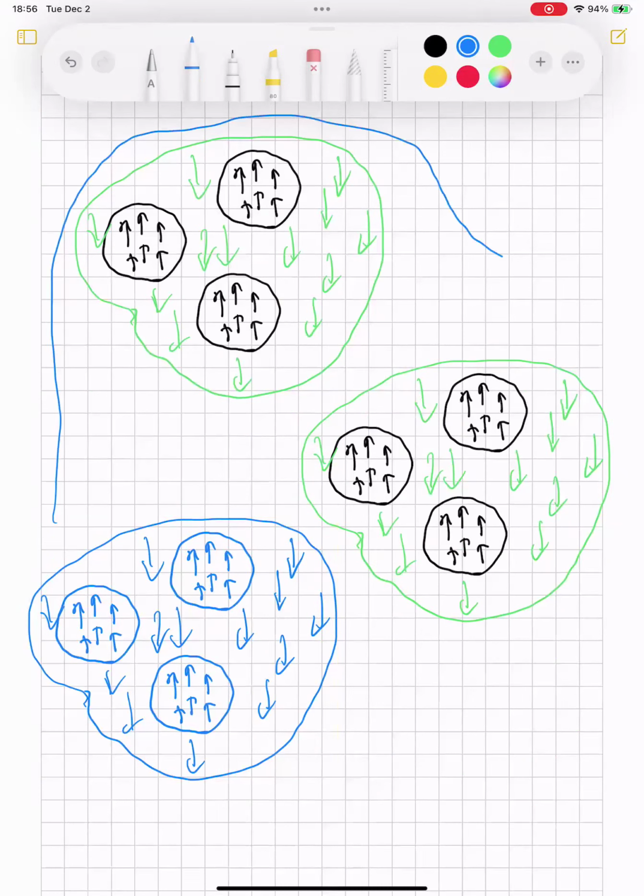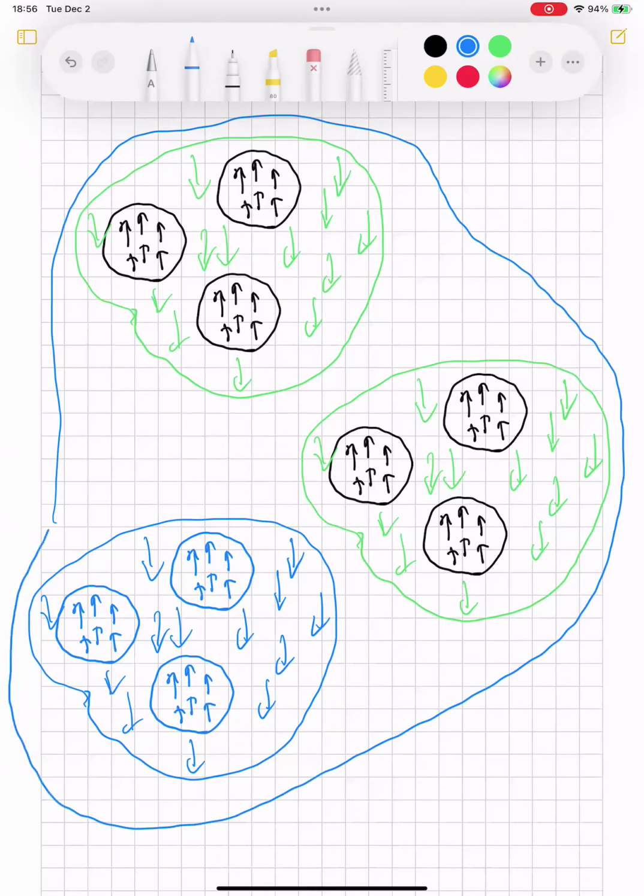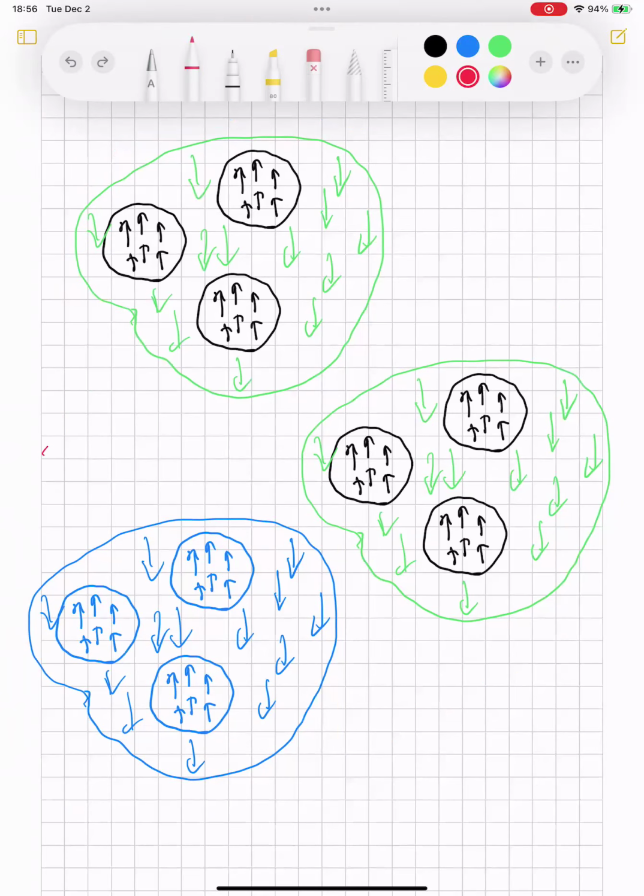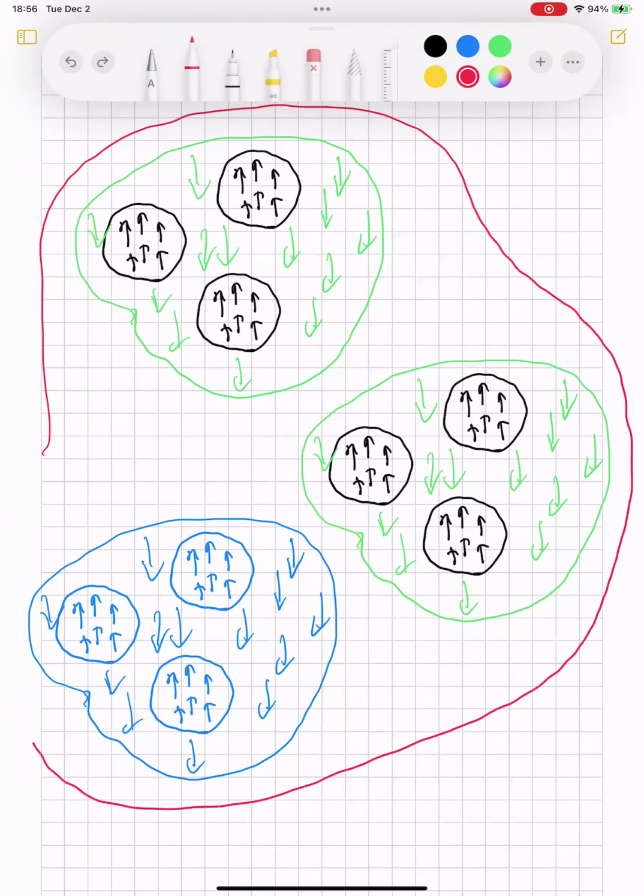Oh, actually, I wanted a different color. So let me go for red. Part of an even bigger droplet sitting over here. And inside this even bigger droplet, now the spins are all pointing up again. Okay.